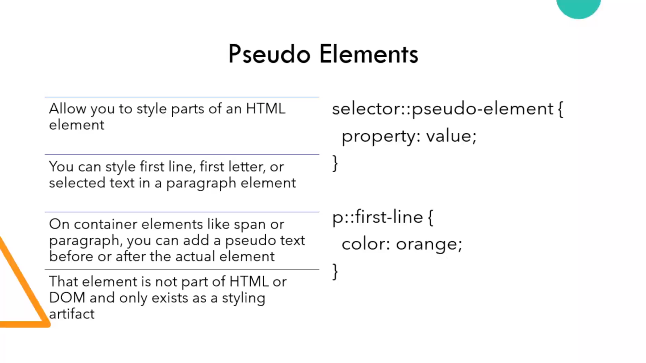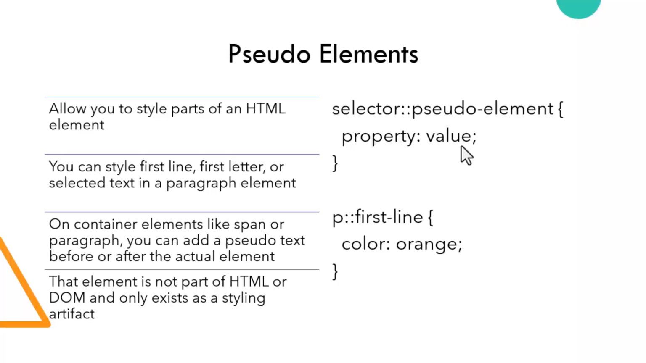Styling of pseudo elements is a bit different from pseudo classes, where we use a double colon sign instead of a single colon sign after the selector to specify which aspect of the element you want to style, like the first line here.